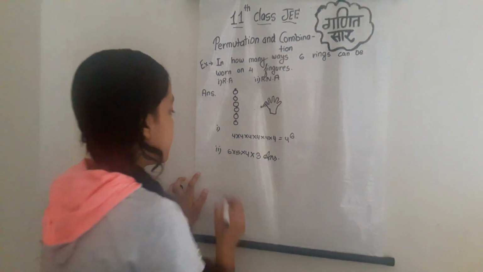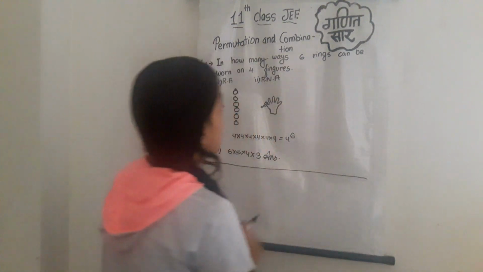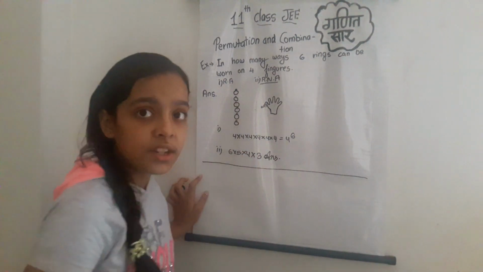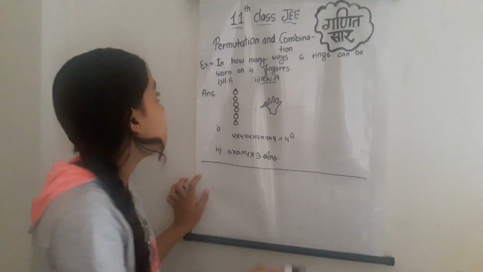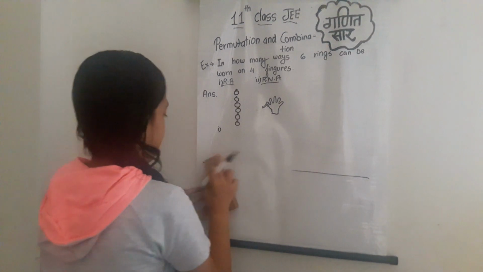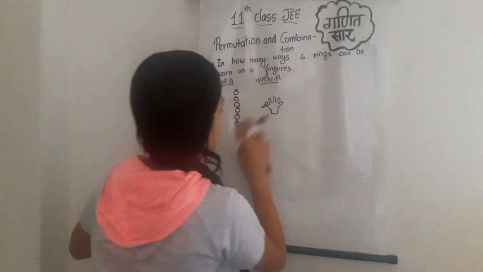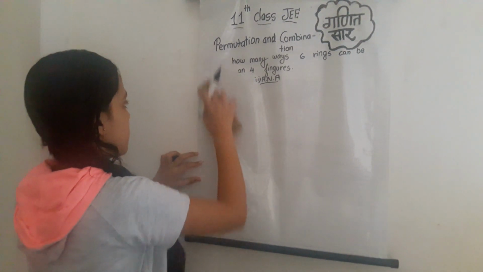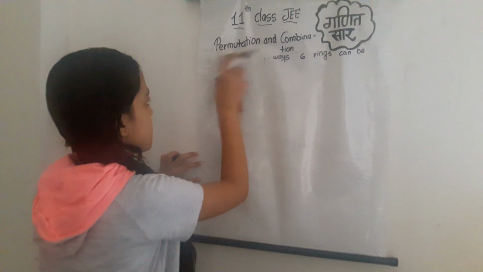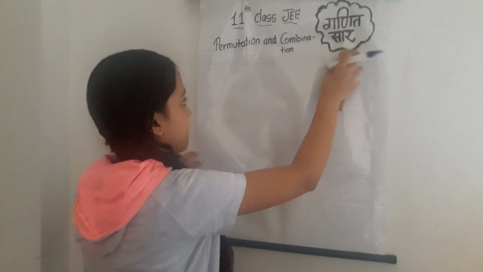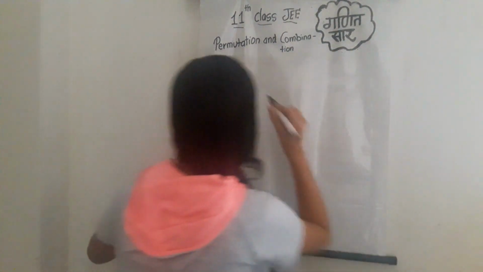Now I will take the second example, but I will tell you a point: in repetition not allowed, you will use the direct method only, but in repetition allowed, you can use the shortcut method also. So let's take the shortcut method. The shortcut method is very important. So let's write the shortcut method.